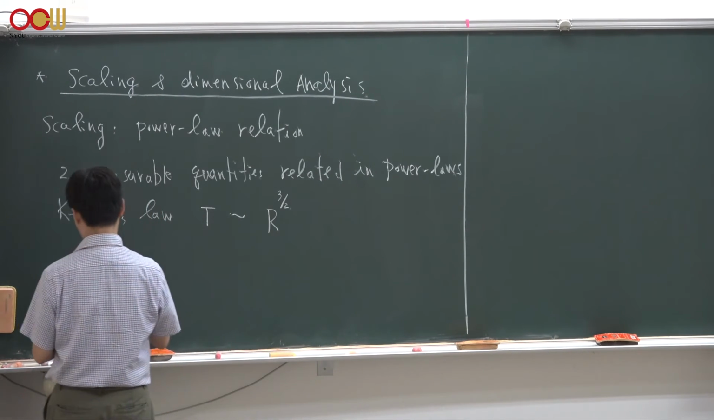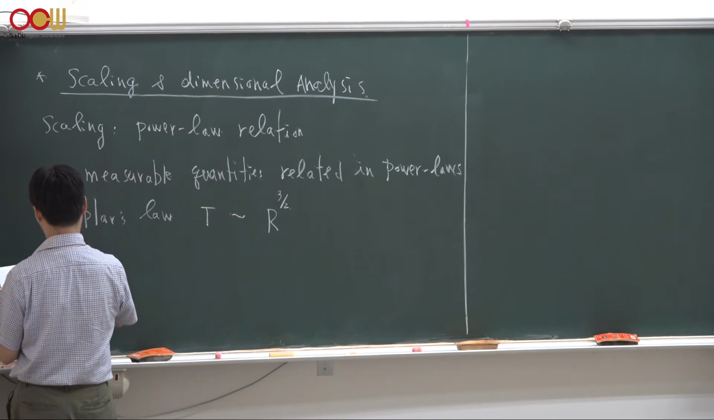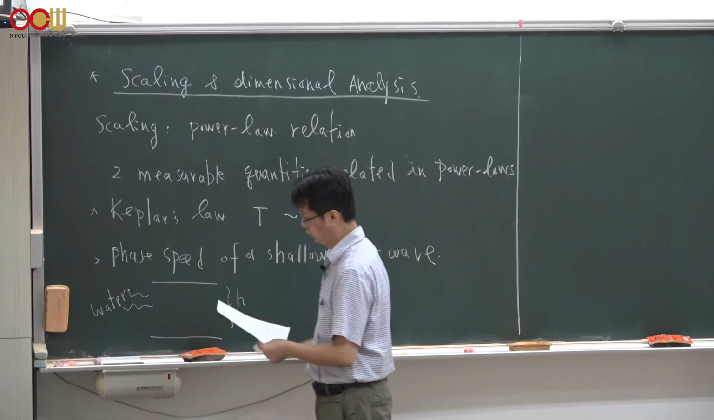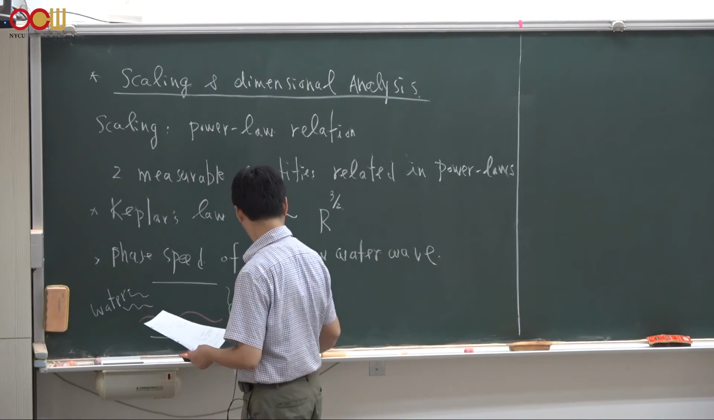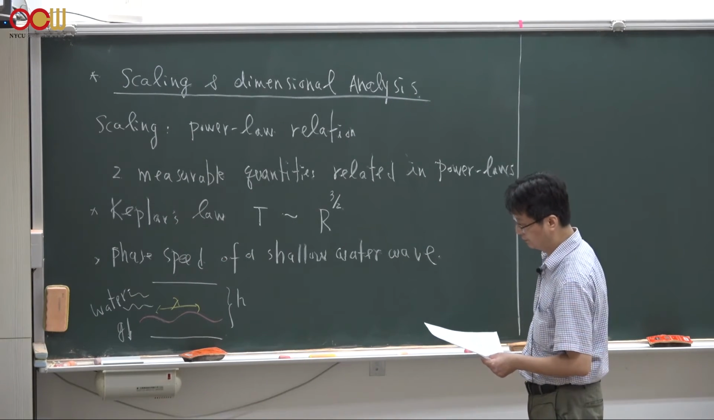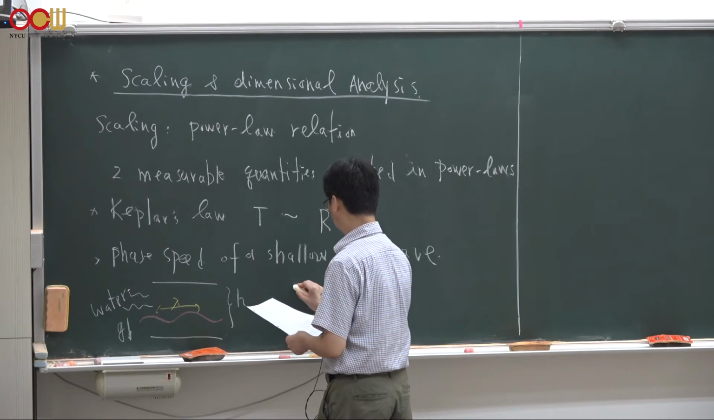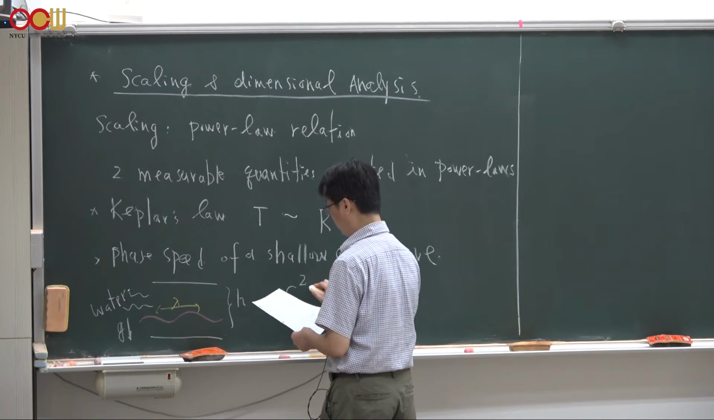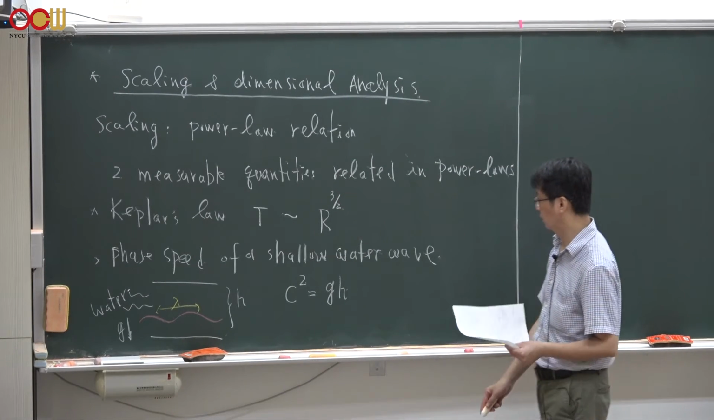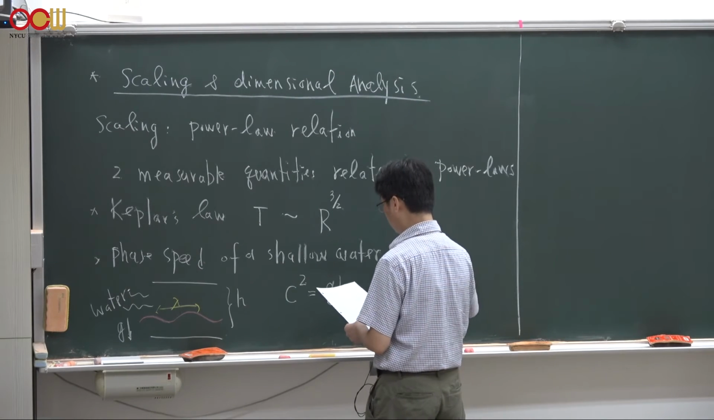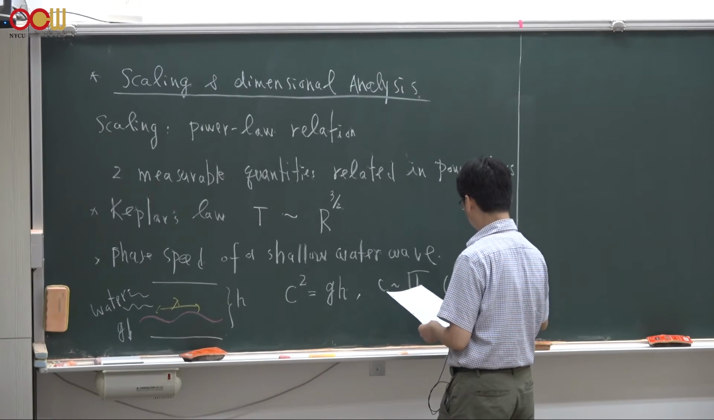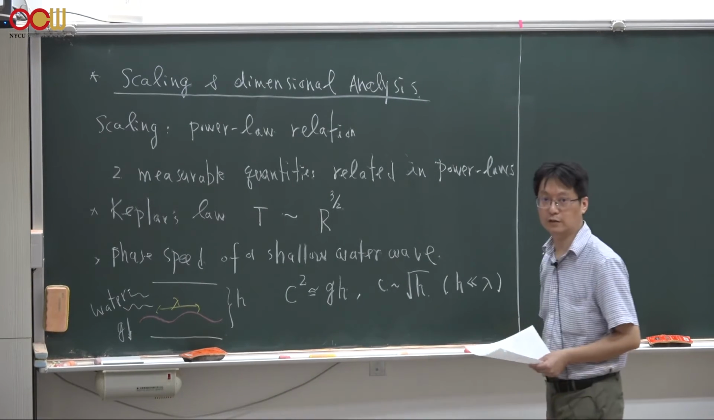The second example is the phase speed of the shallow water wave. Imagine that there's shallow water with a height h, and the water waves show some wavelength lambda. There's a gravity g pointing downwards, and we could calculate the phase speed, which we call c, in relation to g and h: c squared is g times h, or c is proportional to the square root of h, and that relation holds if h is much smaller than the wavelength. Okay, so this is well known.